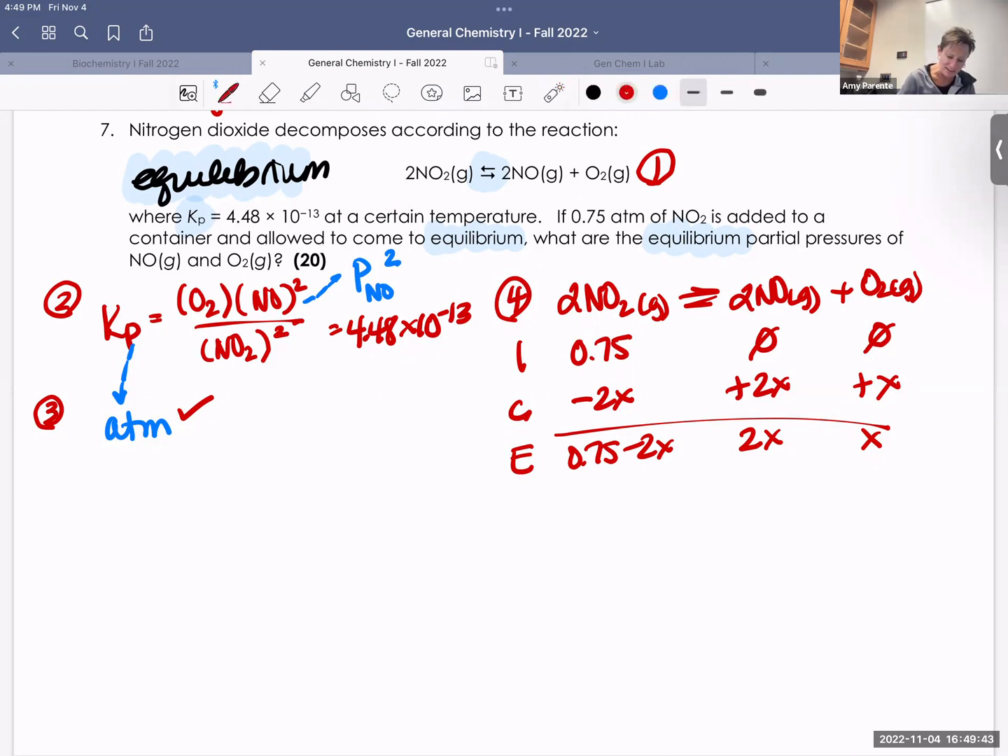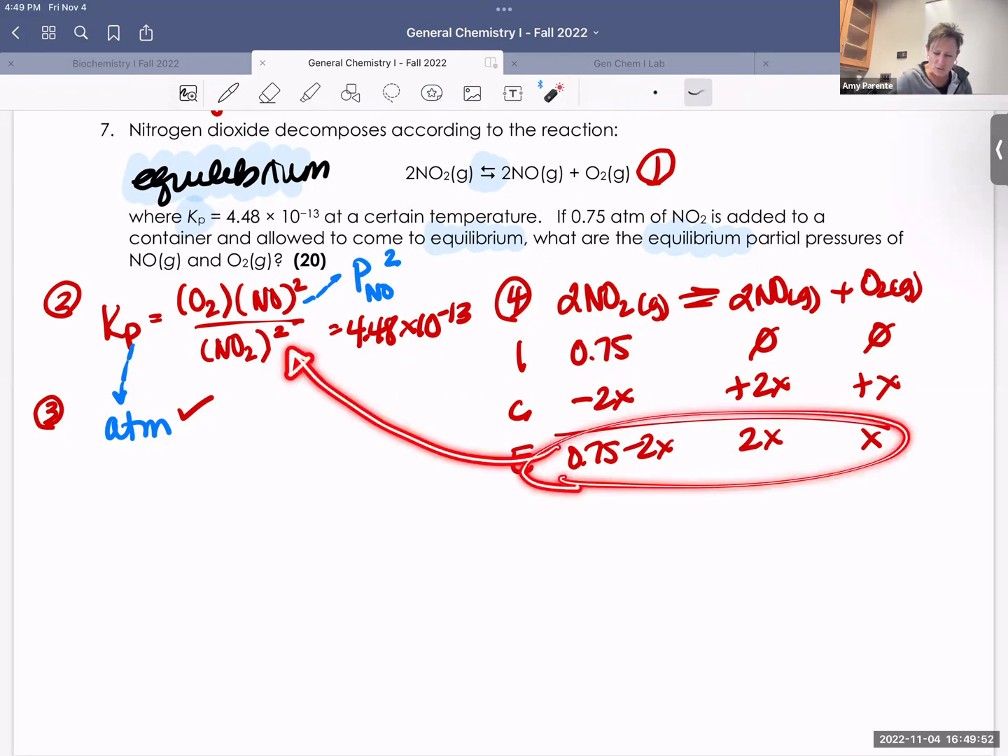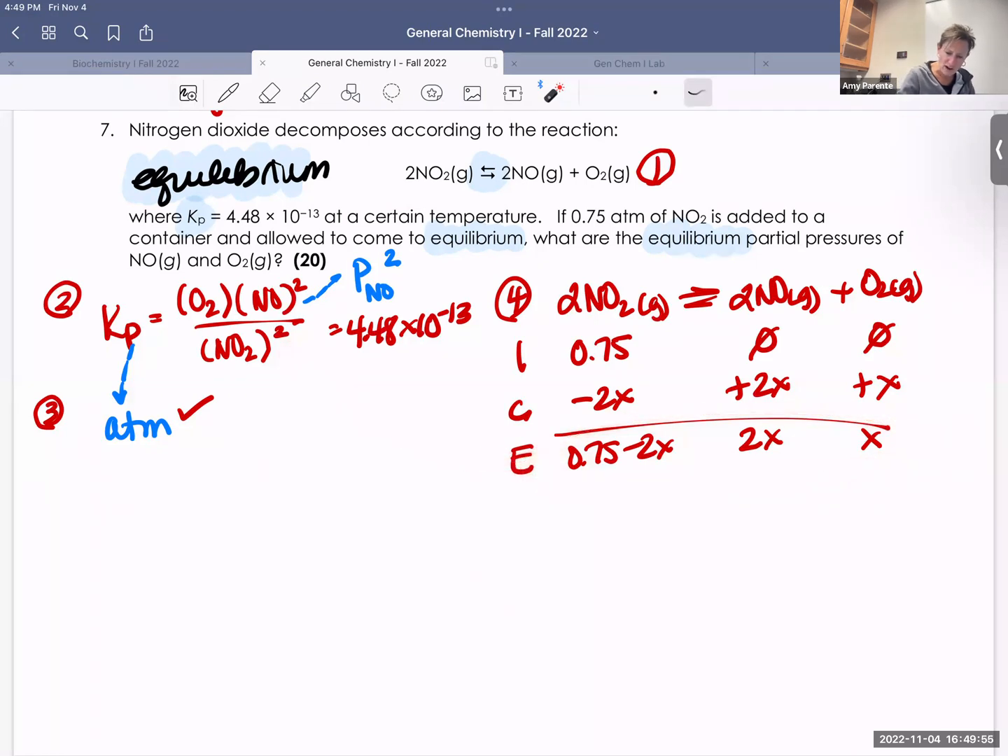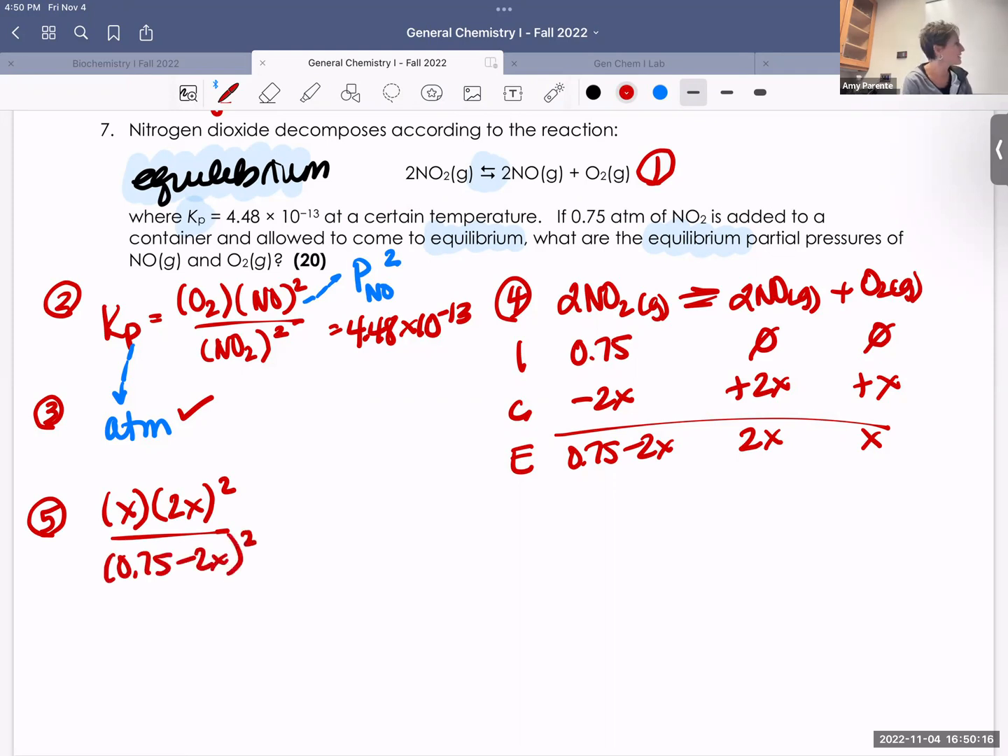We aren't given anything. So how you normally would solve for x in that scenario is you have to take these variables and put them into your equilibrium expression. That's always how you solve for x. So that's the 5th step. We're going to have our oxygen concentration, which is x, our NO concentration, which is 2x, but we have to remember to square that whole quantity. That's a common place students make mistakes, is they don't square the whole quantity. And then 0.75 minus 2x, square the whole quantity.